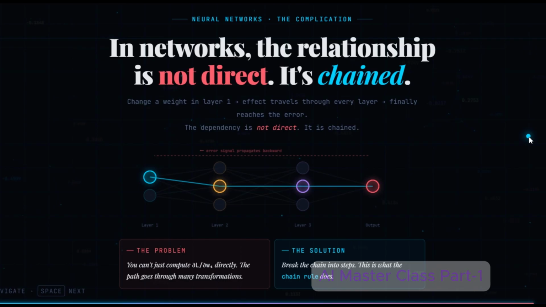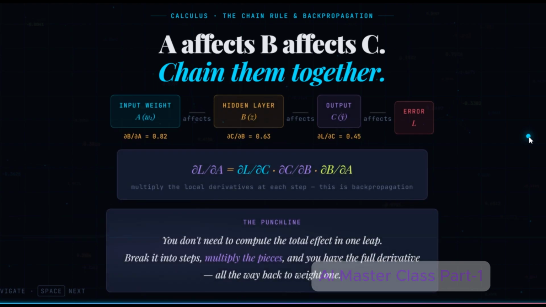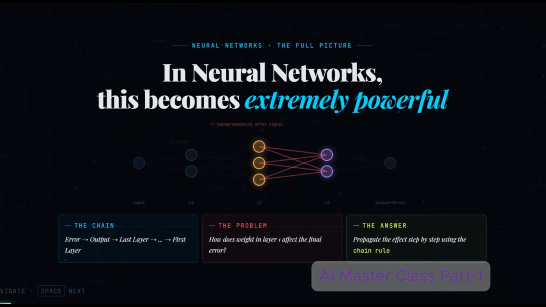Neural networks rely on complex nested functions. The chain rule of calculus is used in the backpropagation algorithm to determine how changes in early neural network layers affect the output, which enables efficient training of deep models. The idea is very simple. If A affects B and B affects C, then A also affects C through B. Instead of trying to calculate the total effect in one step, you break it into smaller pieces. You calculate how A affects B, then how B affects C, and then combine them.